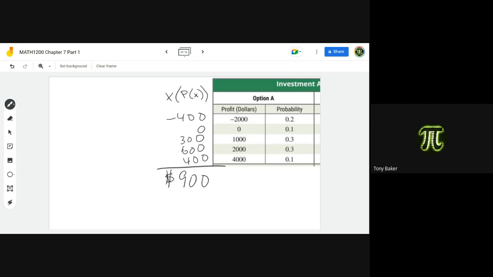You could have a profit of negative $2,000. You could have a profit of $4,000. But if you do put enough money into this often enough, you should expect a value, an increase of at least $900 in the long term.